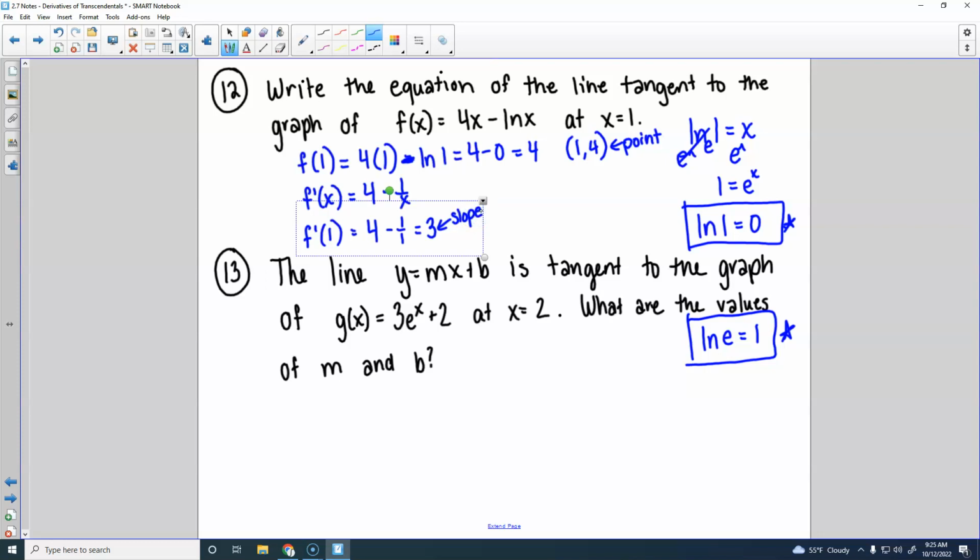And so now that we've got our point and our slope, what's the last thing we need to do, Grace? Write the equation. What's it going to be for this one? Perfect.